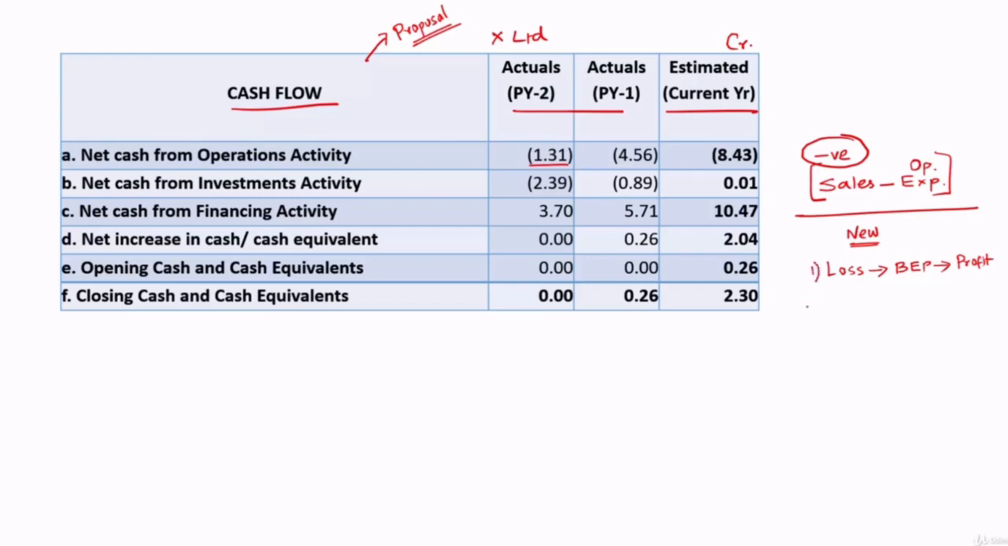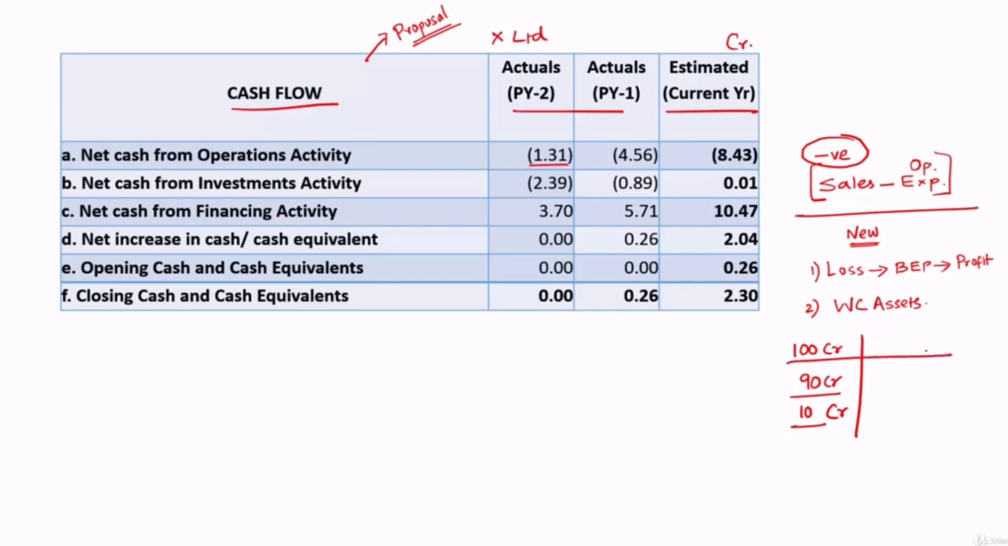Number 1. Number 2, the companies which have substantial investment in working capital assets will also have negative cash flow from operations. Let's say, for example, sales made by the company is 100 crore, expenses incurred by the company is 90 crore, and profit they have made is 10 crore. But if you look at their cash flow position, you will see that they have not generated cash of 100 crore. Why? The reason can be like this.